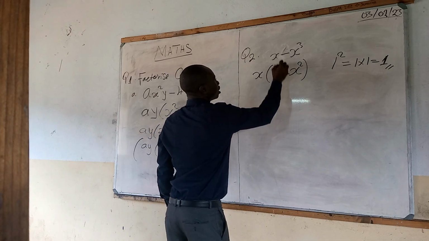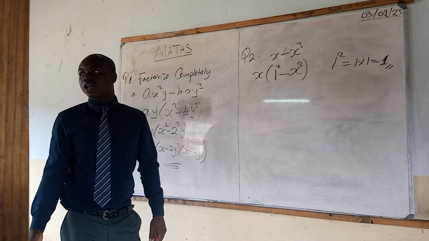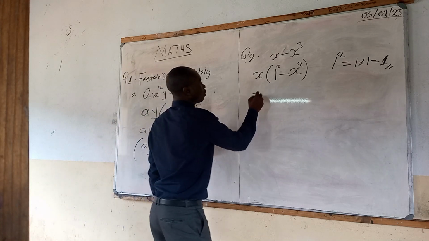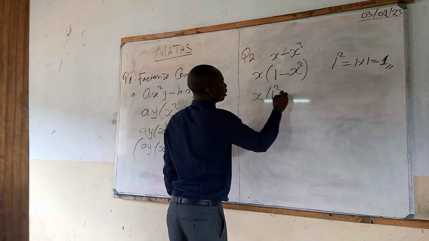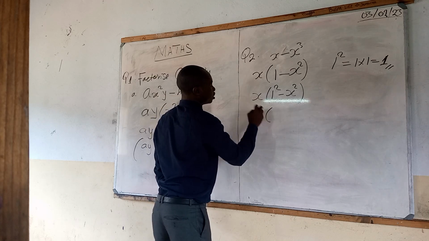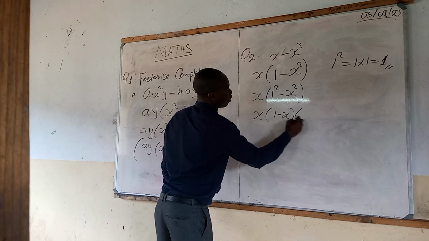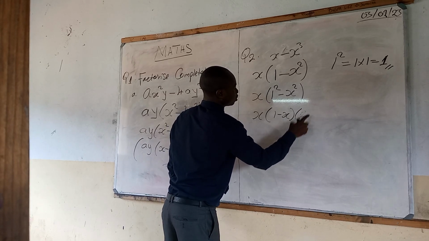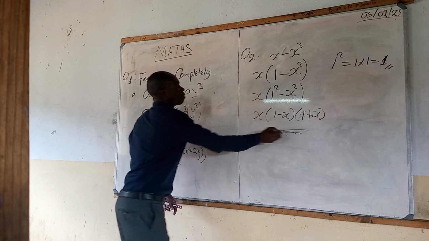So here we have that which can be written in difference of 2 squares. So we are going to have x. So let me do that just to clarify it here. We have that. Then we can write in the difference of 2 squares. So we have that. Then we have that's 1 plus x. Done.